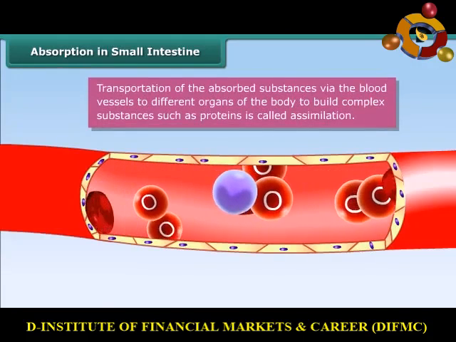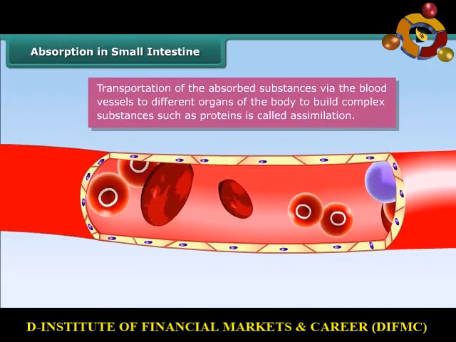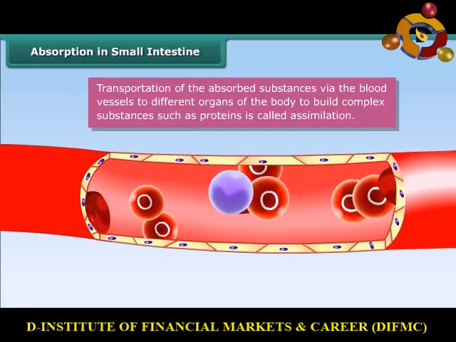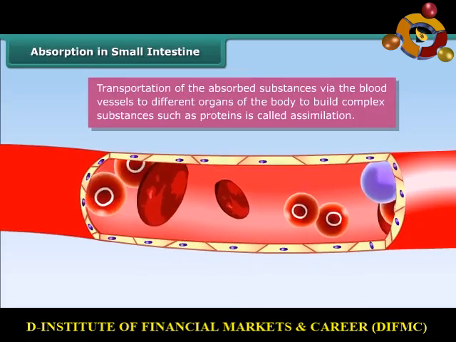Then the absorbed substances are transported via the blood vessels to different organs of the body, where they are used to build complex substances such as proteins. This is called assimilation.